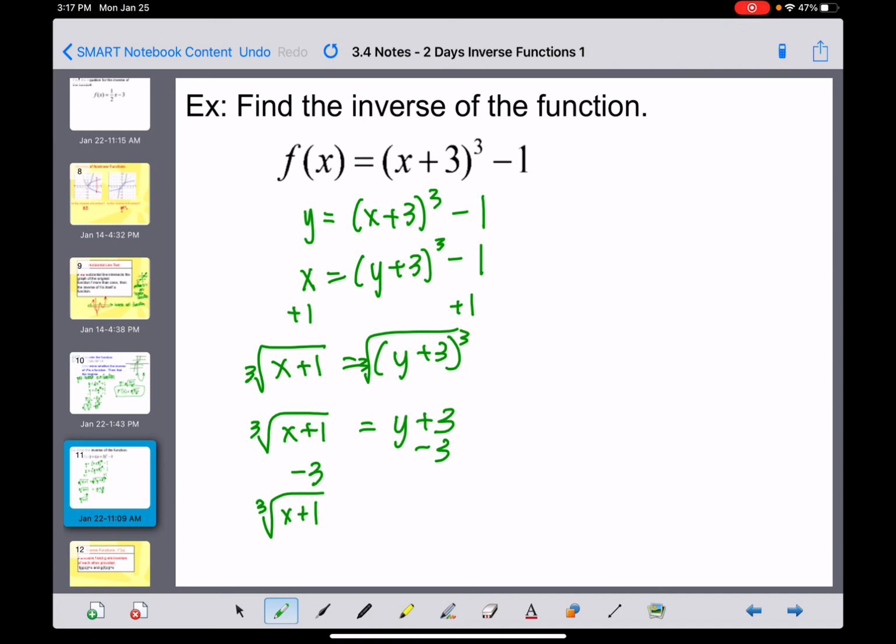If you want to put it behind it, that's okay. Or you could do -3 plus that equals y, which then you have f inverse of x equals -3 plus the cube root of x plus 1. Or you could have written it as the cube root of x plus 1 minus 3. Either way.